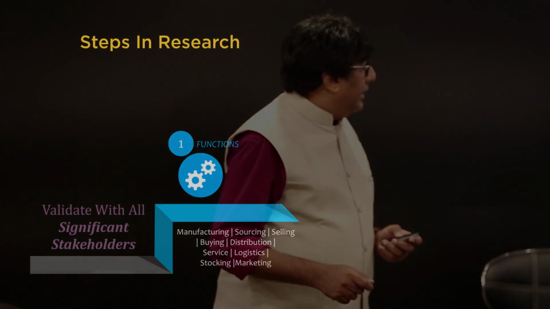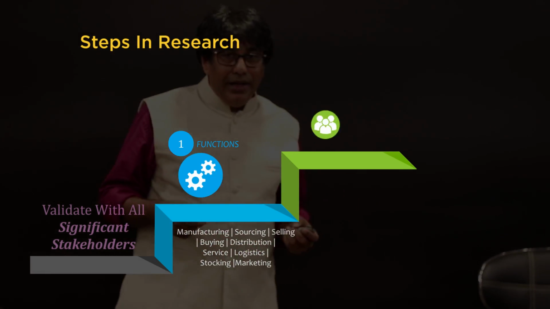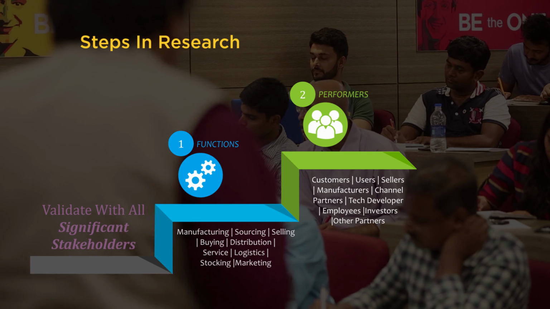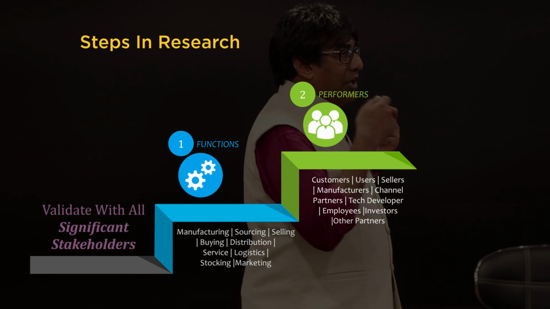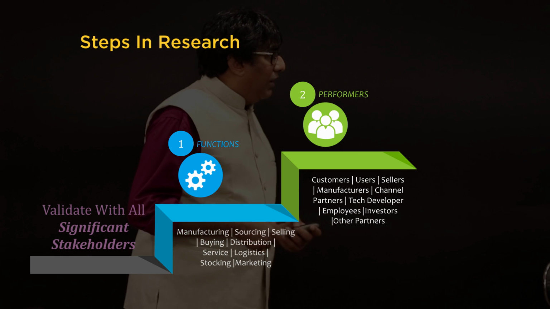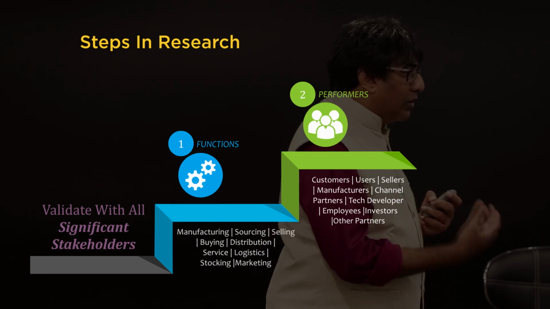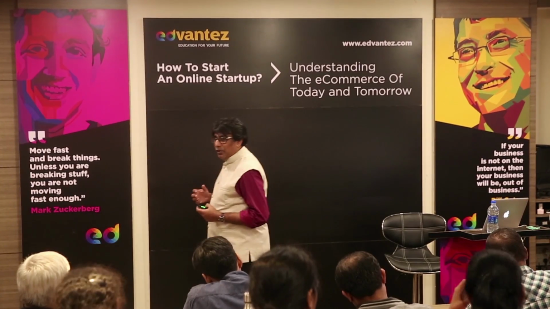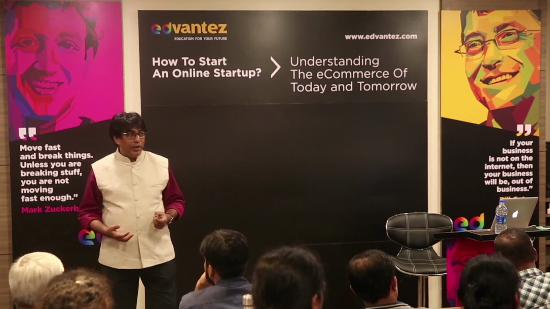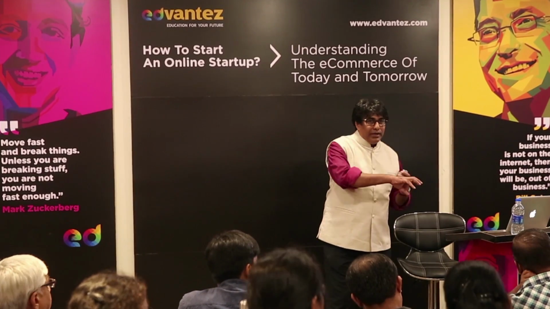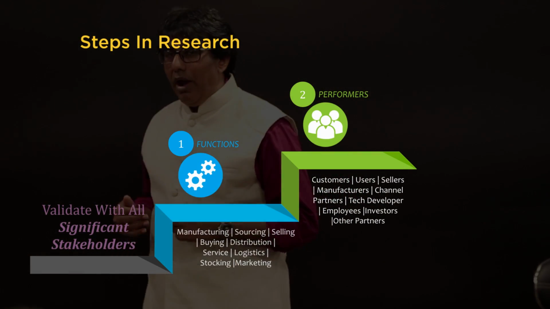And then you have to go and meet the various performers. You remember we had key partners? You have to go and meet them and talk to them. They could be your potential customers, users, sellers, manufacturers, channel partners like logistics companies, technology developers, employees, investors, or even other partners. These are the people you should be going and talking to, conducting your research and planning. And then finally, after all the data you collect from various sources, you need to prioritize it.